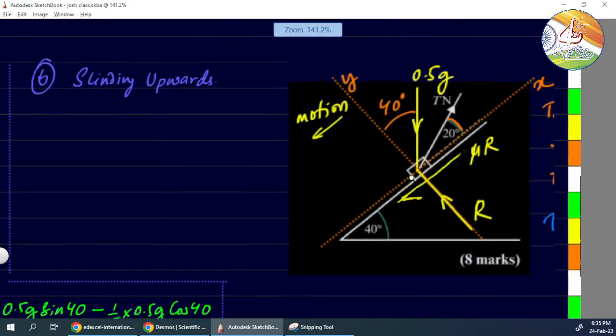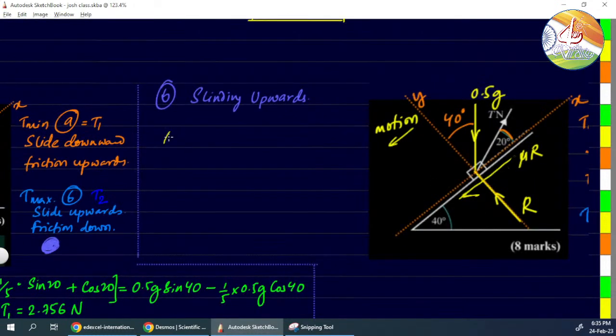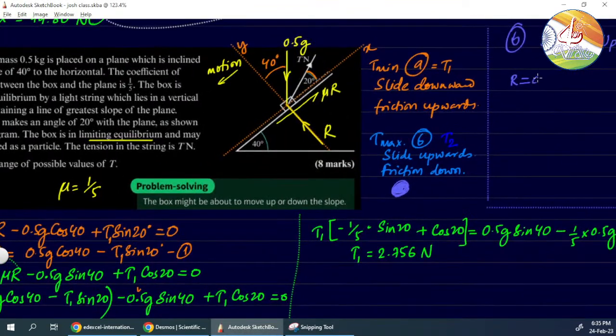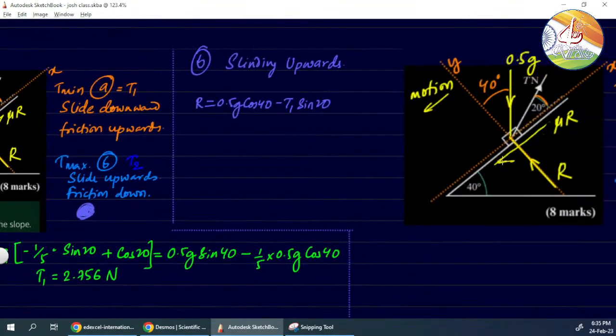Once again we need to solve the same equations. Our equation we will again get the same. What is our equation? 0.5 g into cos 40 minus t1 sin 20. So same equation, because the change in direction is happening in x direction, so y components are not affected.